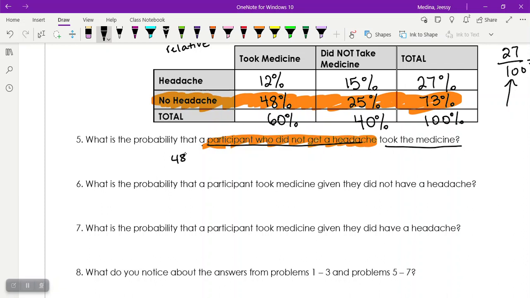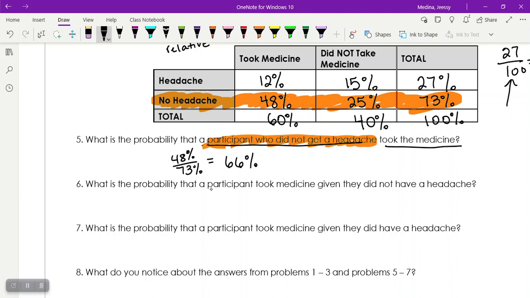So 48% divided by 73%. Turn it into a decimal times 100. Please don't wait. I shouldn't have to wait for an answer like this. Come on. 66%. All right.